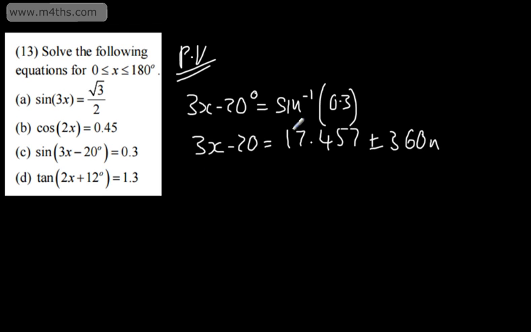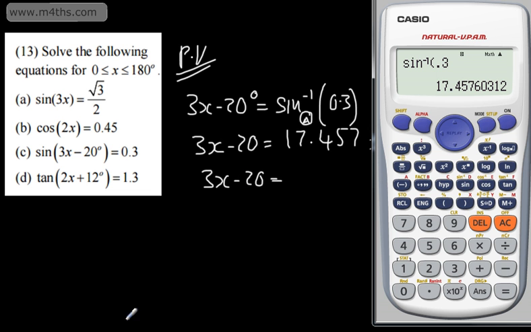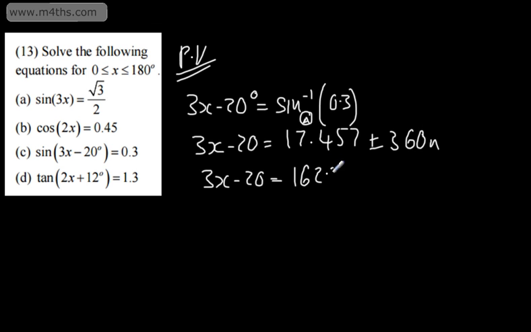So at this stage, I'm just going to call this A, okay, and what we're going to have now is 3x minus 20 is going to be equal to 180 minus A. So shift, store A. So we've got 180 by symmetry minus, and I'm just going to put the answer that time, it really doesn't matter, 162.54..., plus or minus multiples of 360 degrees. And I'll call that one B.